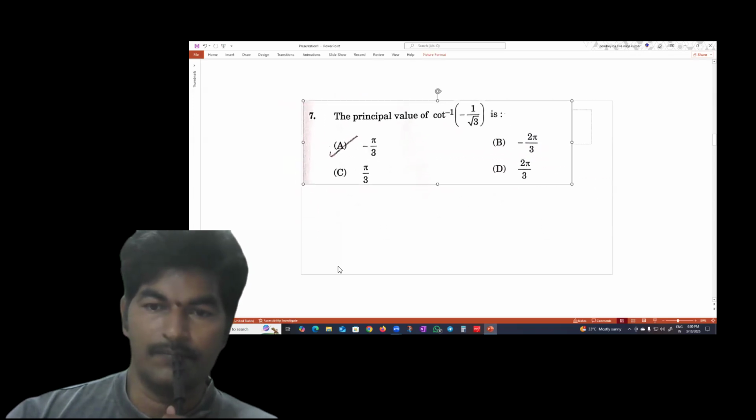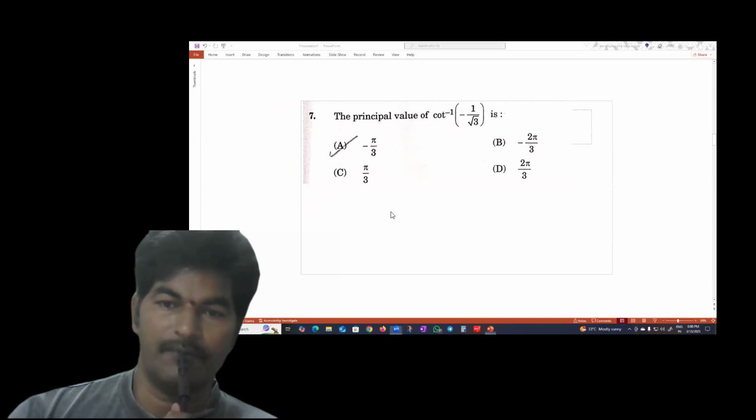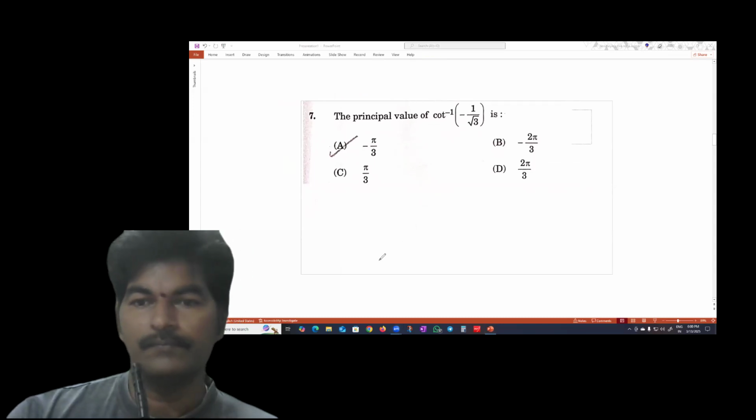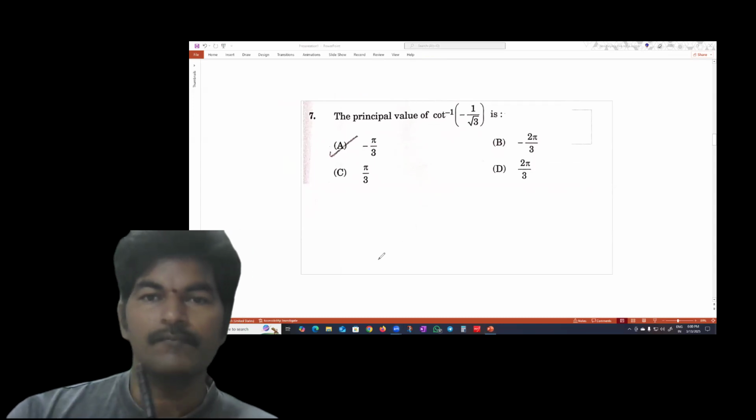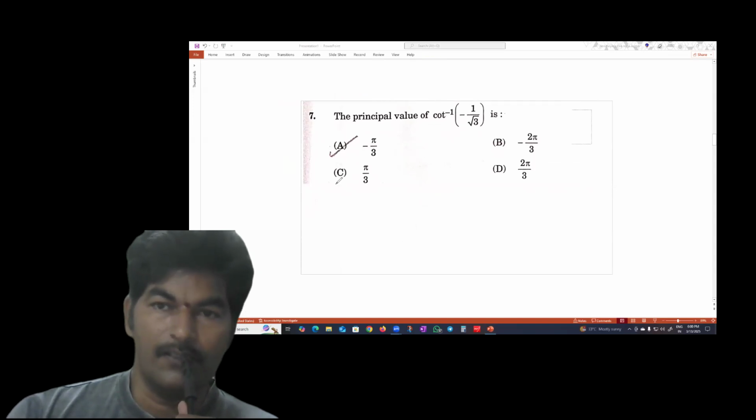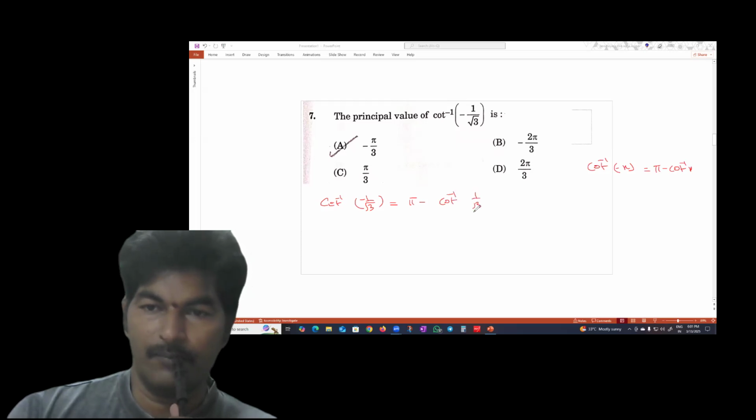Next, problem number 7. The principal value of cot inverse of minus 1 by root 3. We know the formula: cot inverse of minus x is pi minus cot inverse x. Similarly, you can write pi minus cot inverse 1 by root 3.